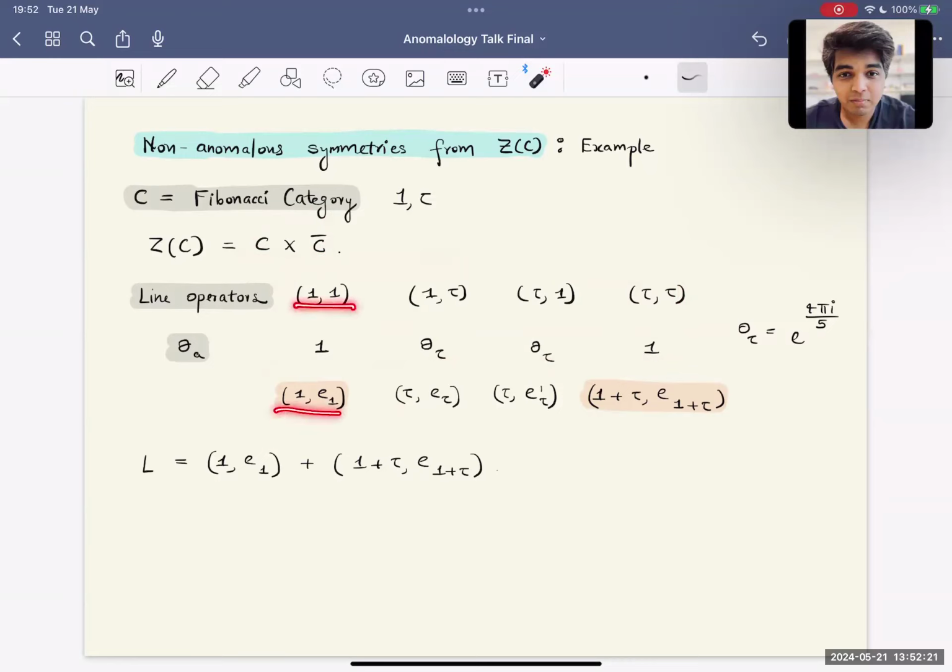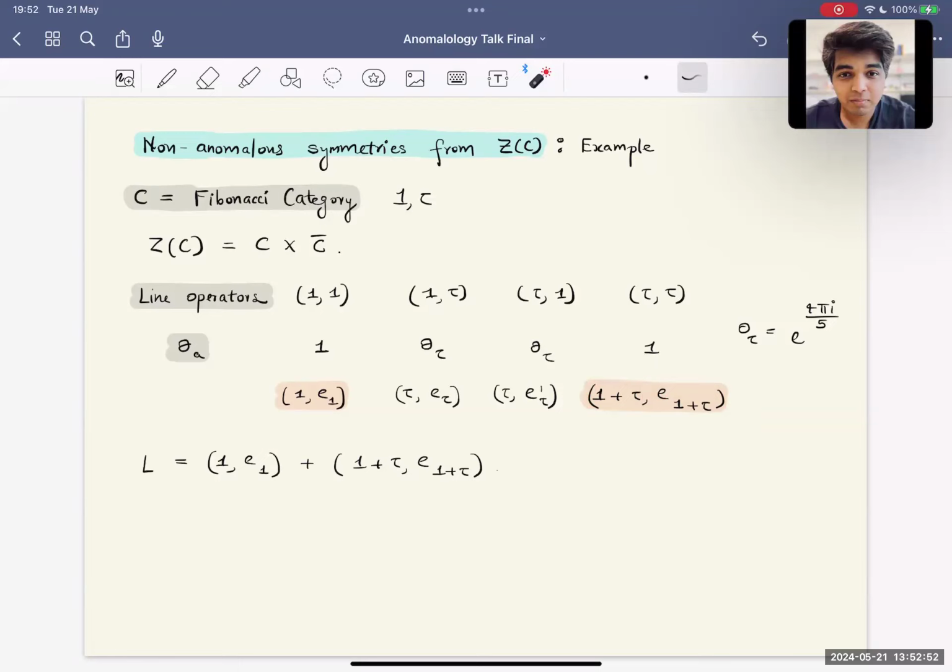The trivial line is 1, E1, for E1 some half braiding. 1, tau is tau, E tau for some half braiding. Tau, 1 is also tau, with some new half braiding. Tau, tau is 1 plus tau with some half braiding. So this is maybe something weird, because this is a simple line operator of the SymTFT, but 1 plus tau is not a simple line operator of the boundary, but this is allowed.